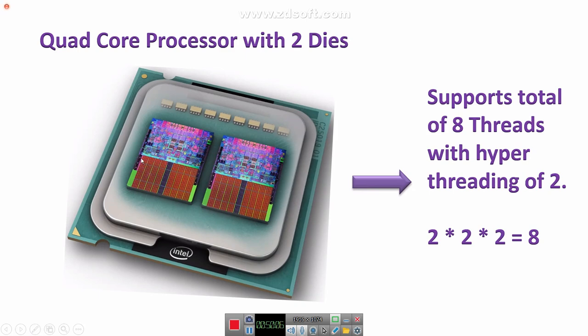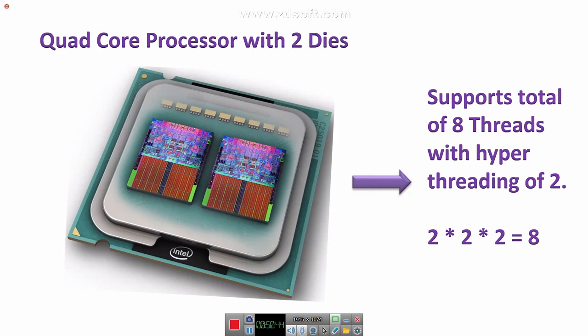In each die you have different colors. Each different color is one logical processor. It means this is a 4-core quad-core processor with 2 dies. This is die 1, this is die 2. In die 1, I have 2 processors. In die 2, I have 2 processors. If this processor is enabled with hyper-threading, then it will have a total of 8 logical processors. Understood?